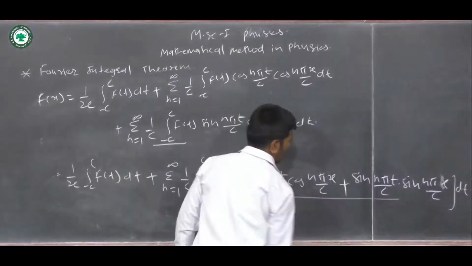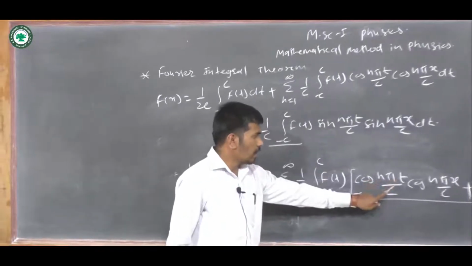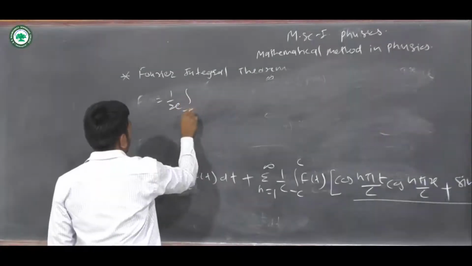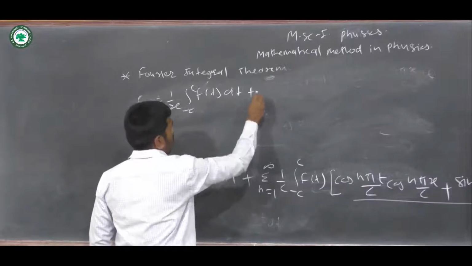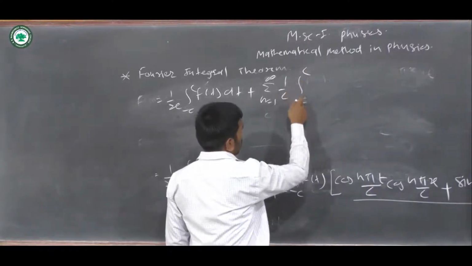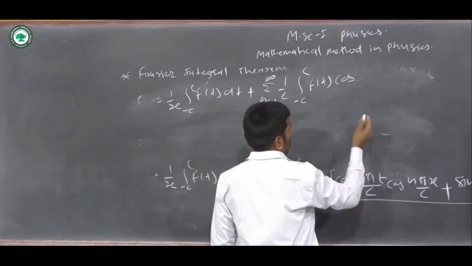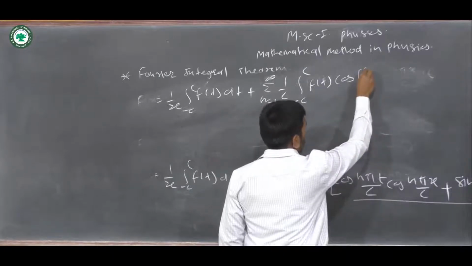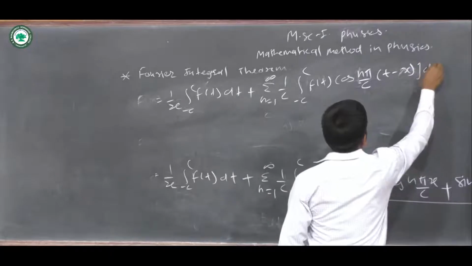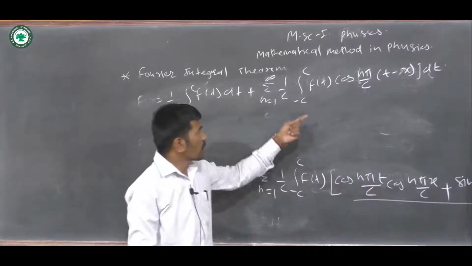Okay, so this expression we can write as cos(a minus b), where a is equal to n pi t divided by c and b is equal to n pi x divided by c. So we can write summation over n is equal to 1 to infinity 1 over c, integration from minus c to plus c of f of t, and cos is common, you can take out the cos of n pi over c times (t minus x), into dt. Okay, so this is the final expression if we consider cos(a minus b).